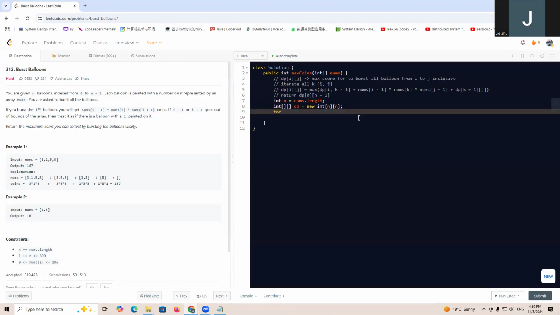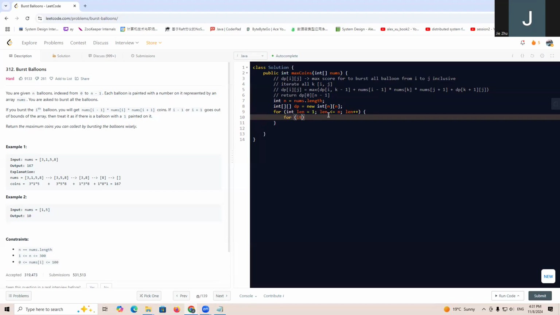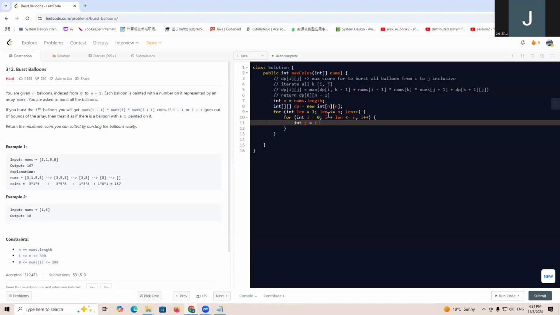So what we do is for int length equals 1, right? Of course, you can write the initial state and start from length equals 2. Length smaller or equal to n, length plus plus. And we'll say for int i equals 1, i plus length smaller or equal to n, i plus plus. So in this case, we'll have int j equals i plus length minus 1, right?